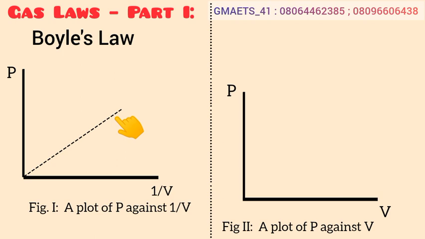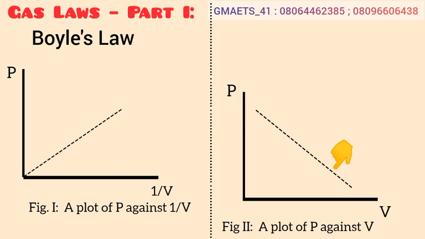But remember, Boyle's law states that pressure is inversely proportional to volume. Now, the reason why the first graph showed us a direct proportion relationship is because we plotted pressure against what? 1 over V already. So you want to take note of that. In that case, the graph will be like a positive graph, okay, that as pressure is increasing, 1 over V is also increasing.